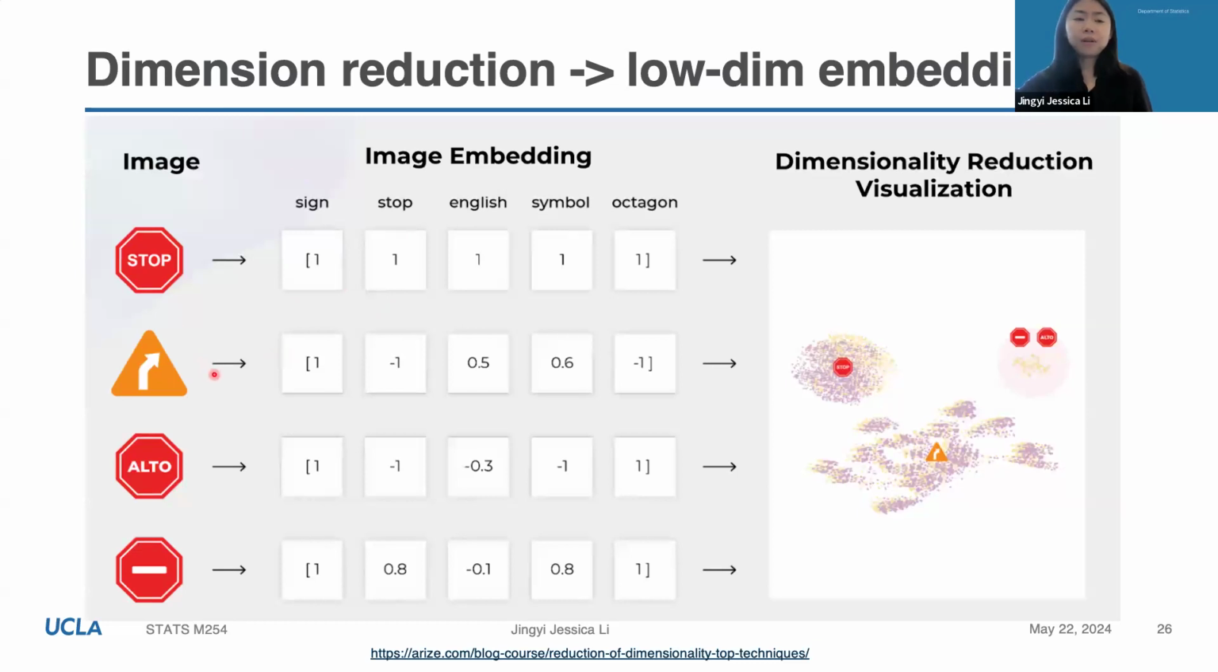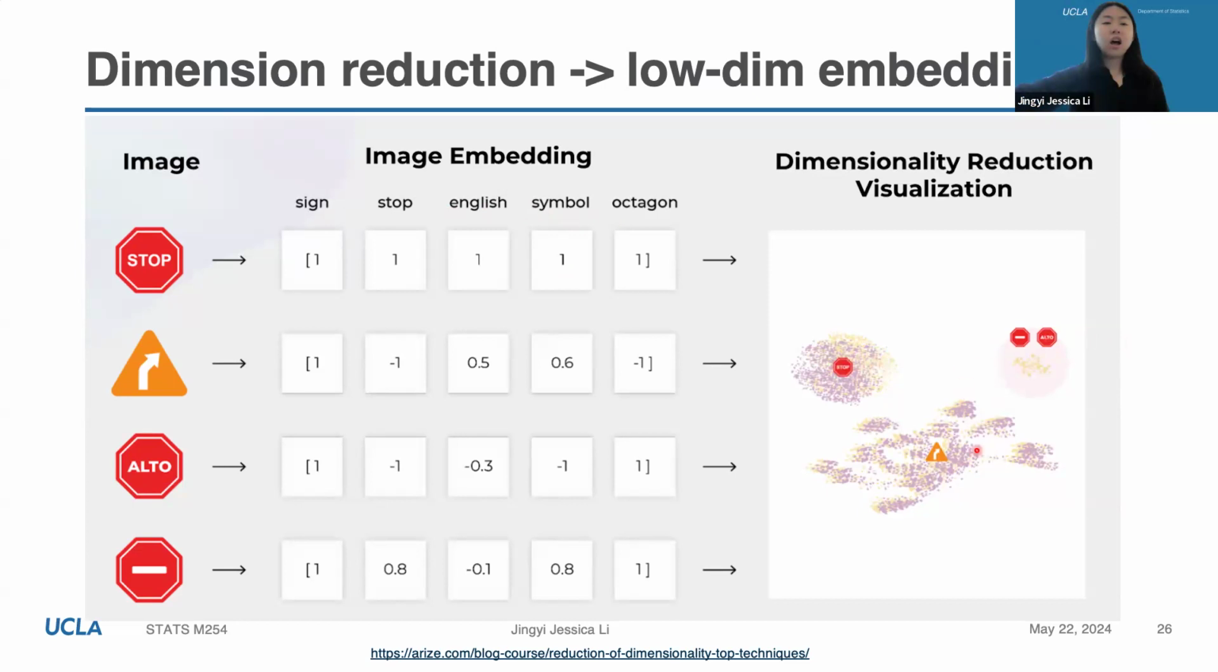So this is from the blog post, saying that if you want to embed images like those traffic signs, what machine learning does is you first encode each image by an embedding. Here, this is like manual encoding: sign, stop, English, symbol, octagon. So you encode them, then you generate a 2D vector space, in the hope that similar traffic signs are grouped together.